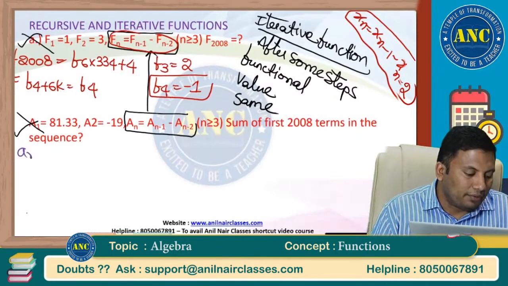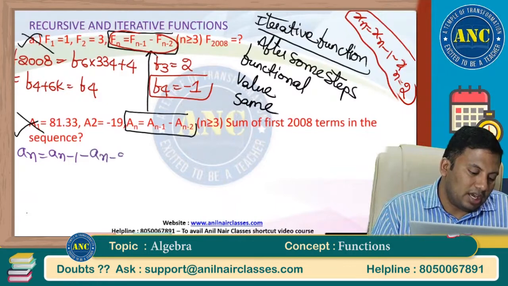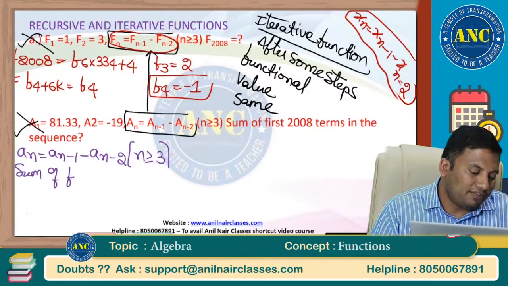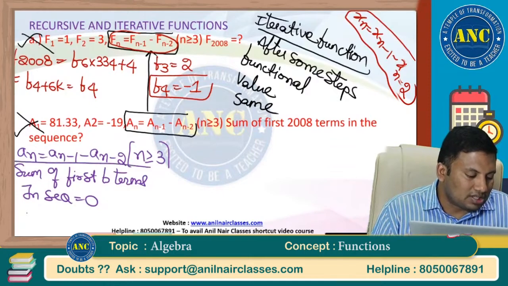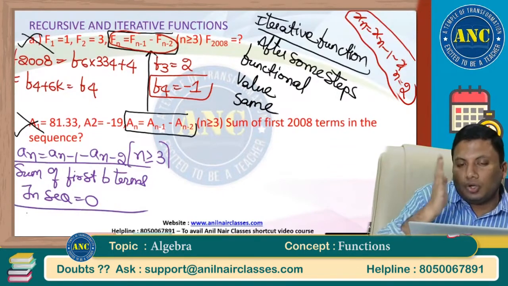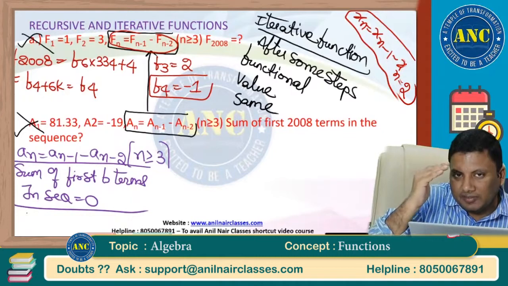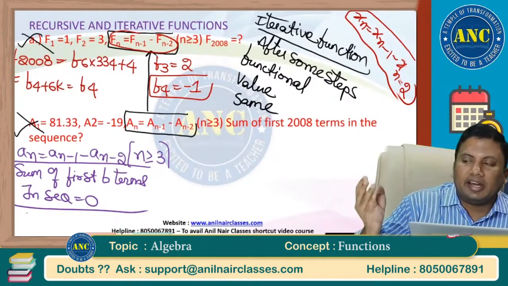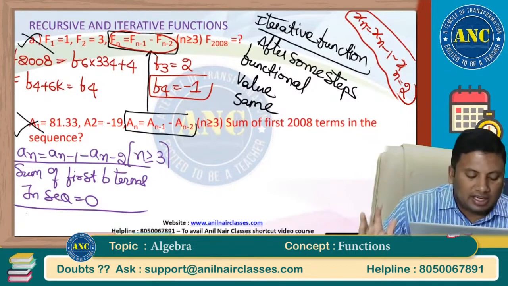an = an-1 - an-2, for n greater than or equal to 3. That means the sum of the first 6 terms in the sequence is nothing but 0. Sum of the first 6, a1 to a6, is 0. a7 to a12, a7, a8, a9, a10, a11, a12, that is also 0.